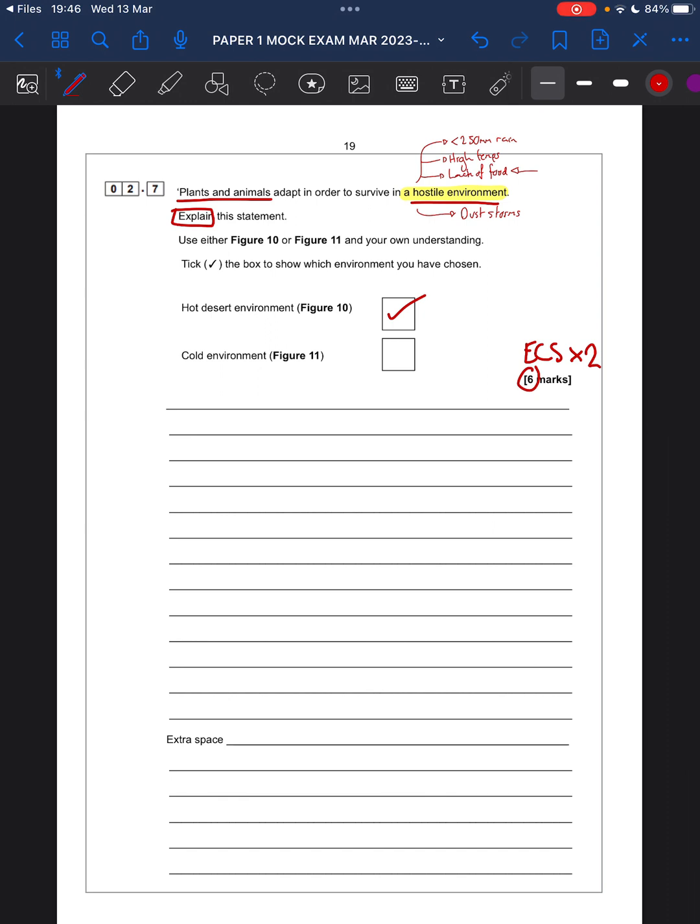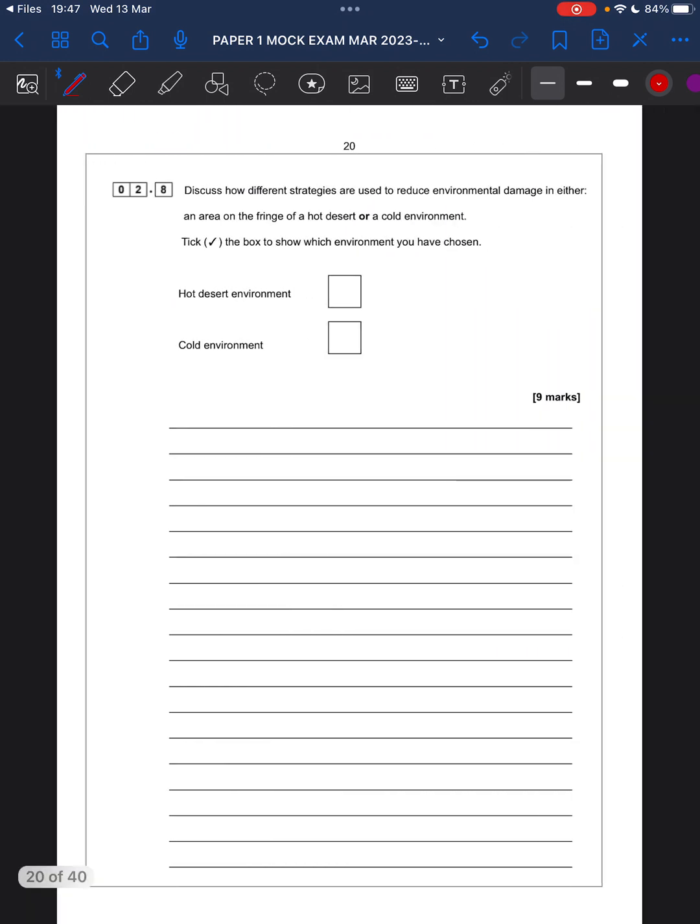So when you get a question like this, you really need to look out for these kind of statements here because they are asking you to go into more depth. So look out for those. In terms of a paper one question, this is about as straightforward as they get. Plants and animals, how do they adapt? But it's that hostile environment bit that matters.